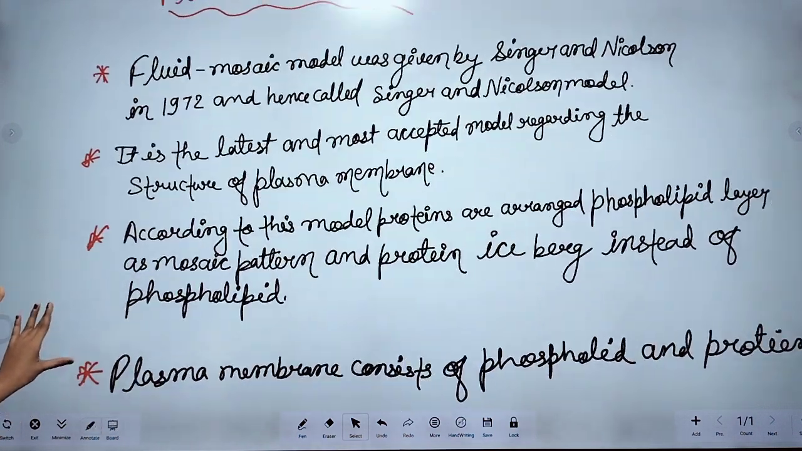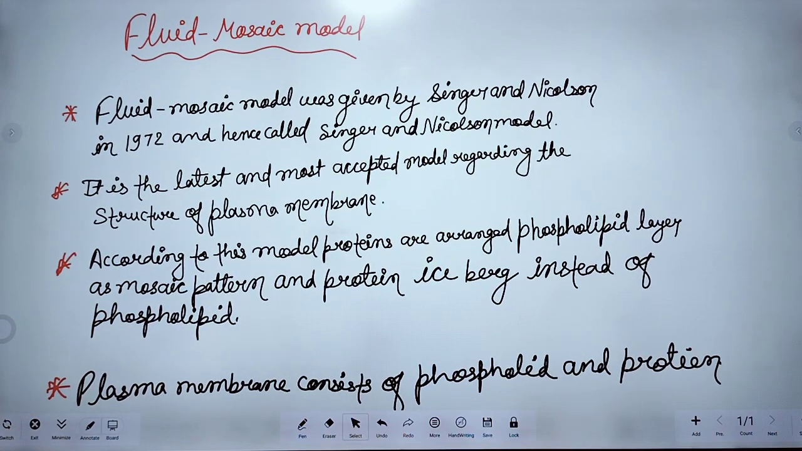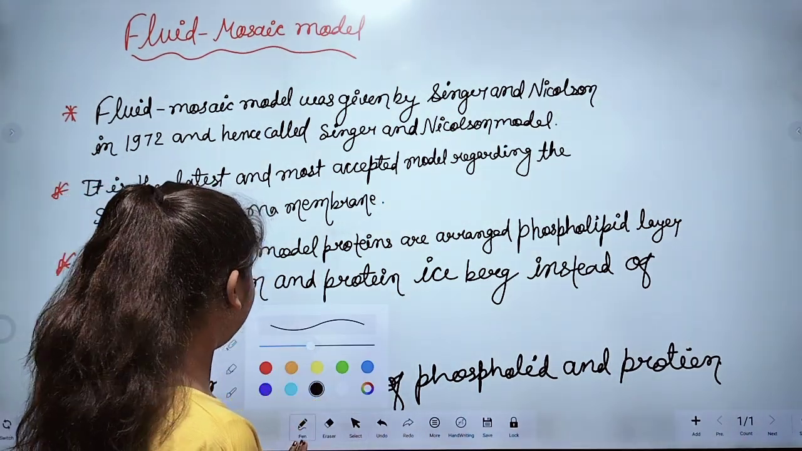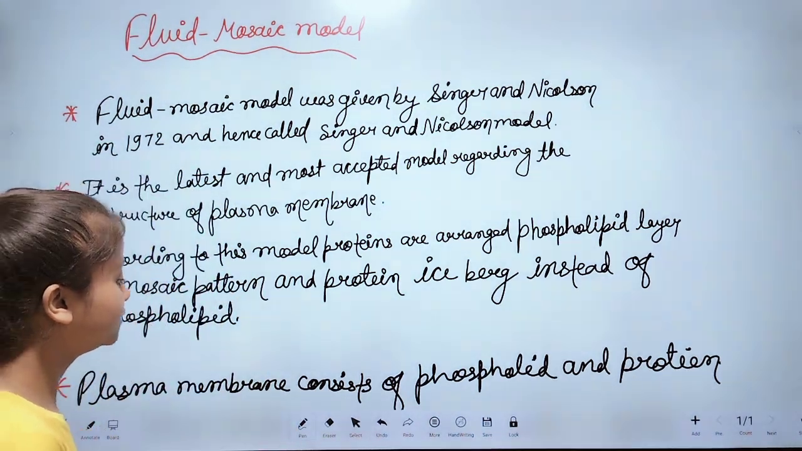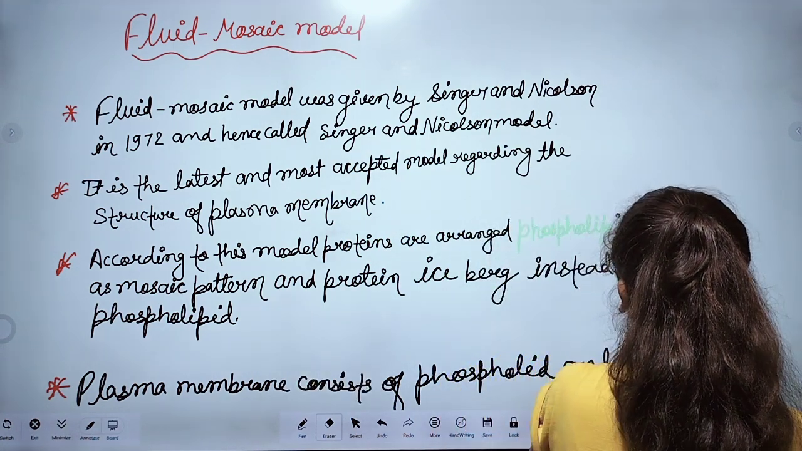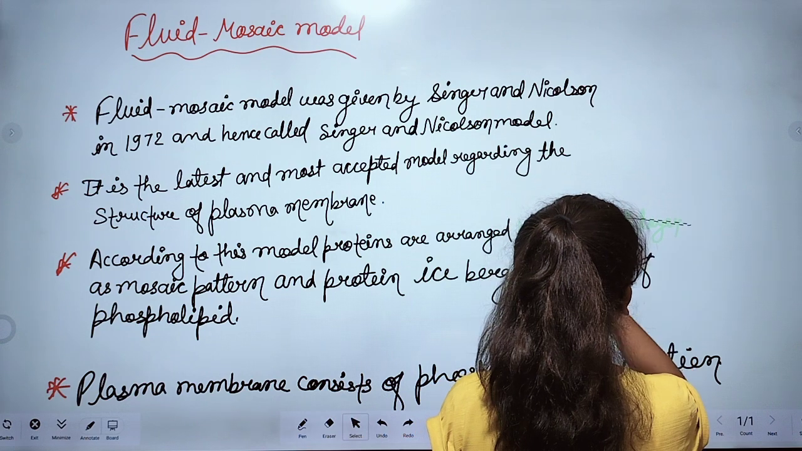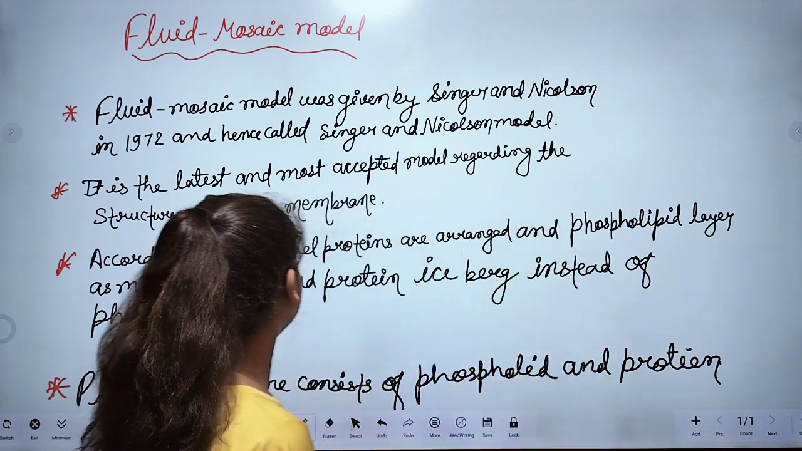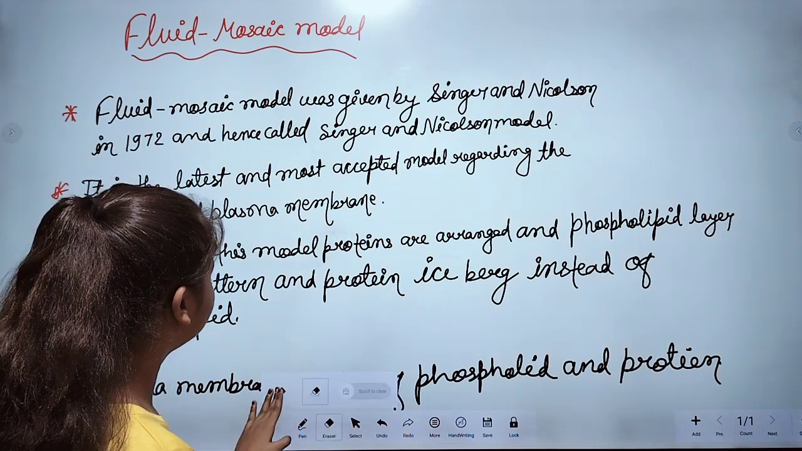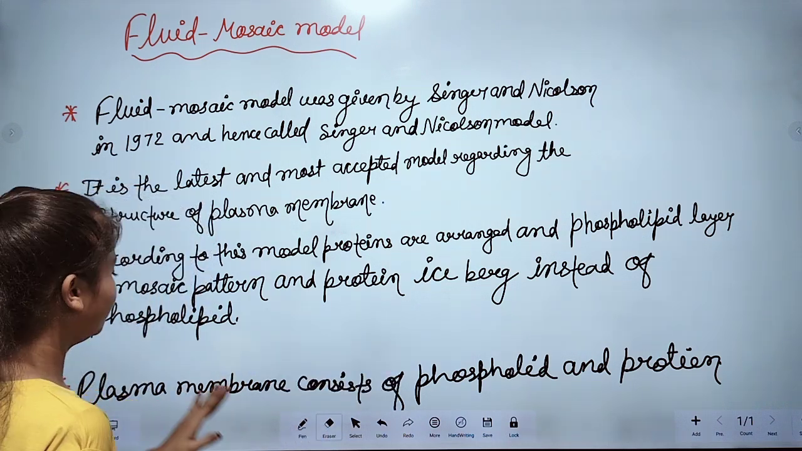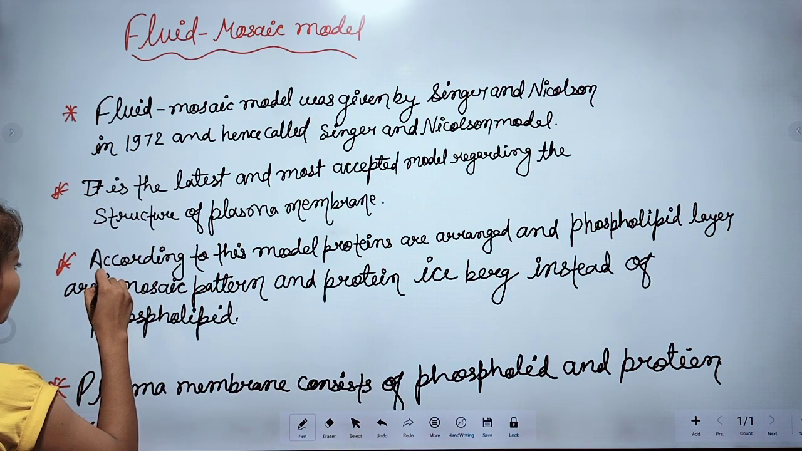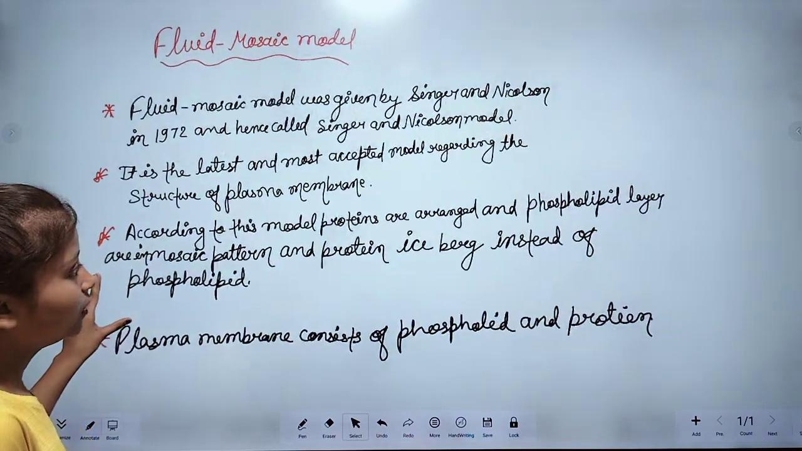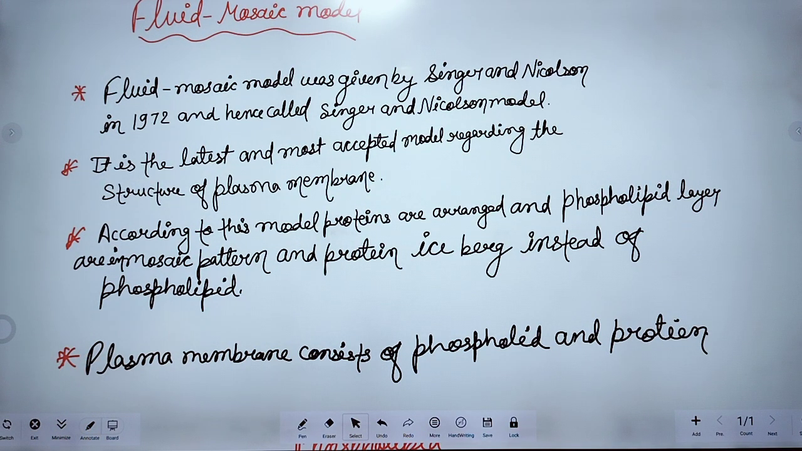Now the third point is, according to this model, proteins are arranged in the phospholipid layer in a mosaic pattern. It means that according to this model, the proteins and the phospholipid layer are in a mosaic pattern, and the proteins are arranged like an iceberg in the phospholipid.